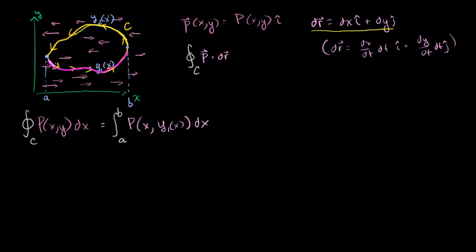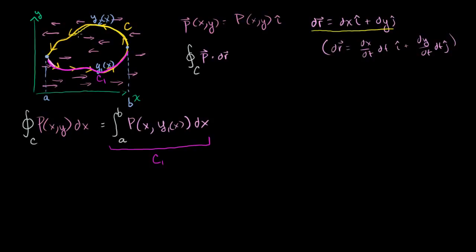So that covers that first path. I'll do it in the same color. We could imagine this is C1. This is kind of the first half of our curve. Well, it's not exactly necessarily the half, but that takes us right from that point to that point.